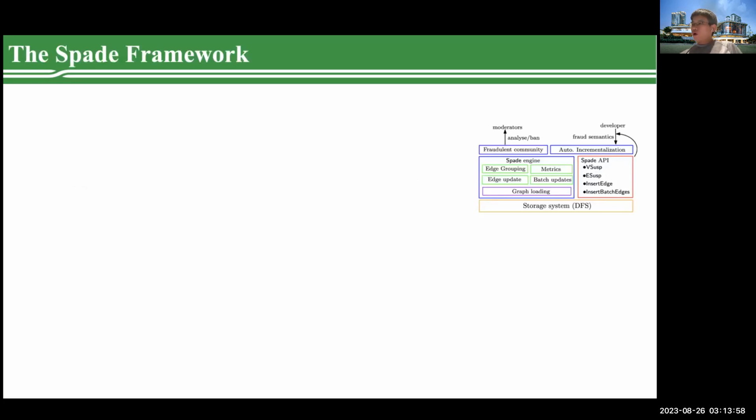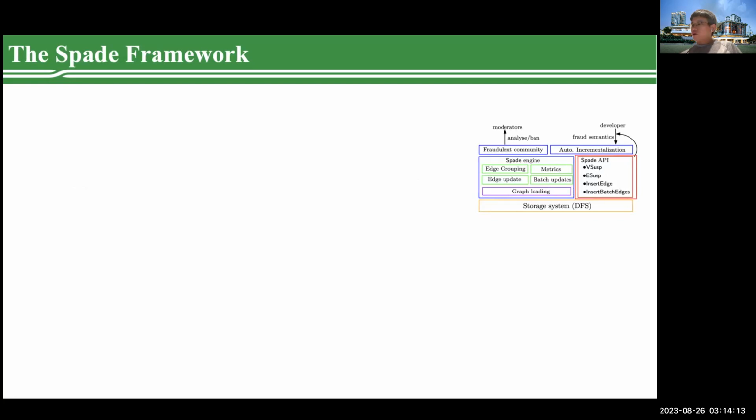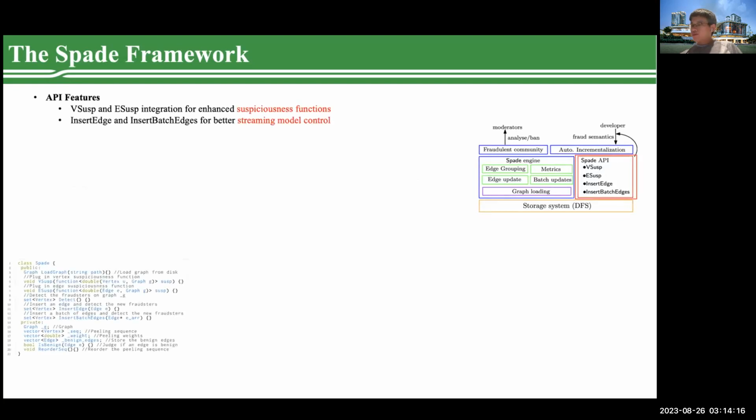Now I will introduce the core features of the SPADE framework's API. The SPADE framework's API includes several key features designed to enhance its capability. We have enhanced the suspiciousness function for both vertices and edges. SPADE also offers better control over the streaming model. Insert edge handles individual edge insertions, while insert batch edge optimizes the insertion of multiple edges, contributing to efficient processing.